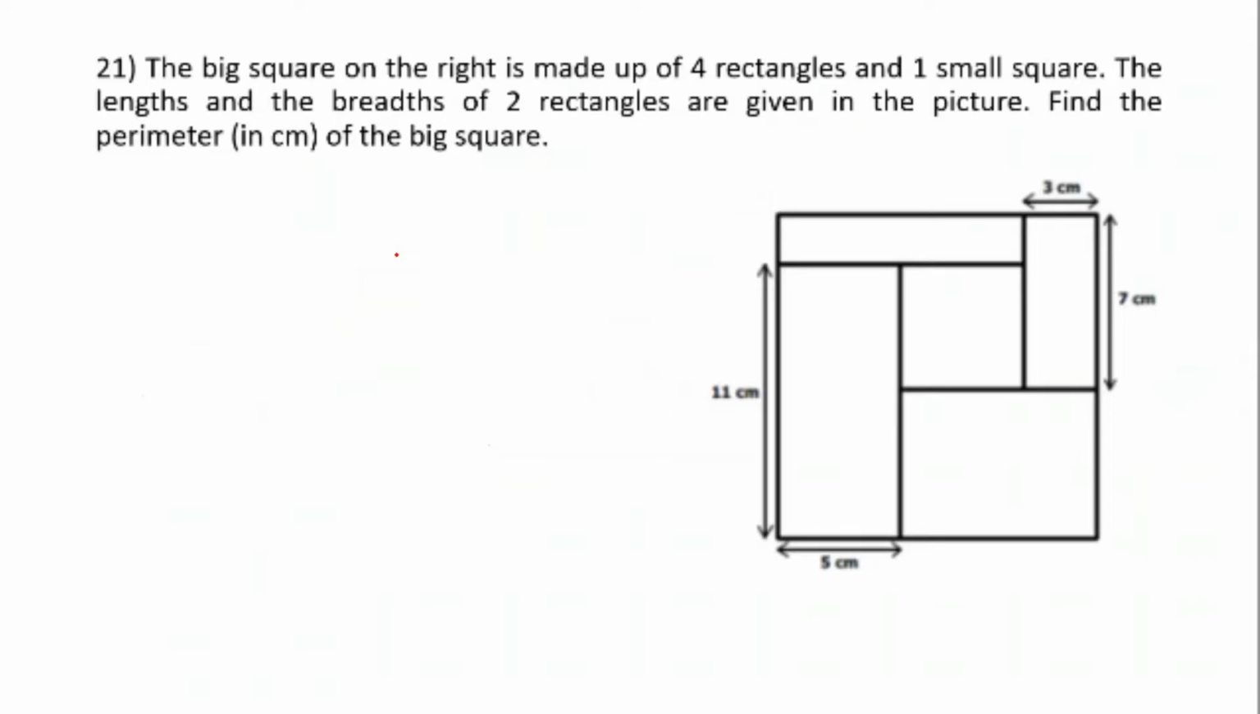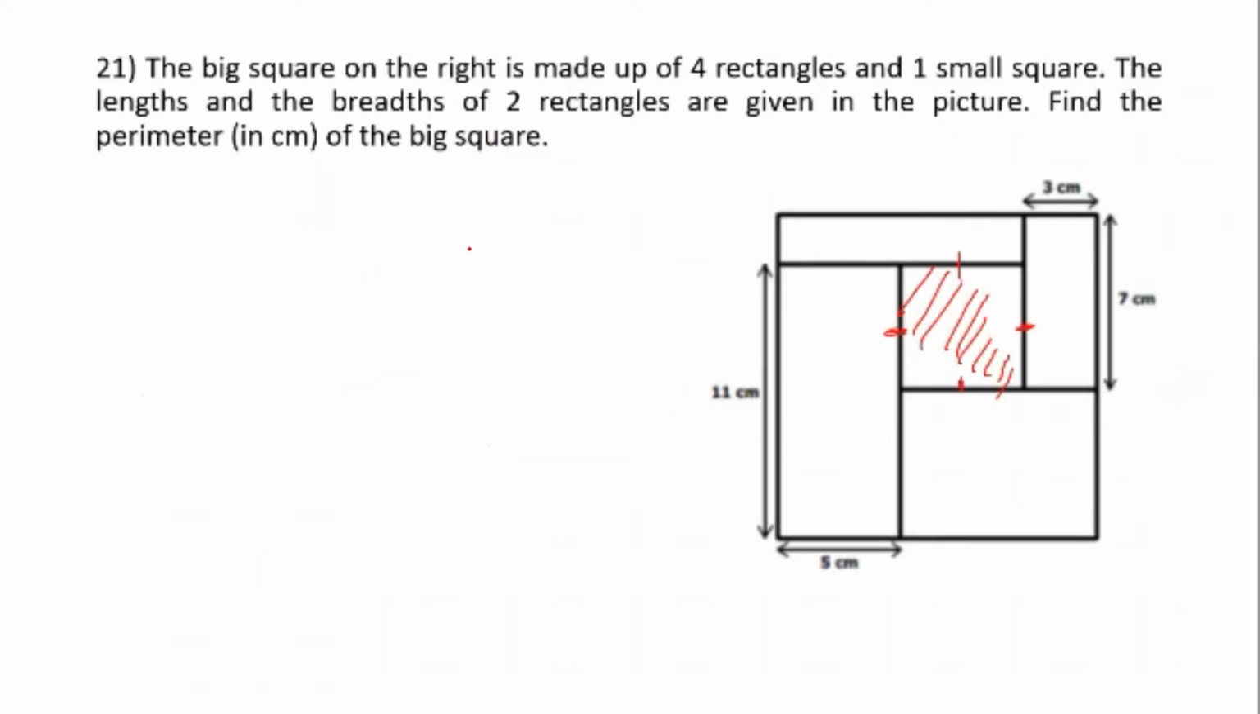Now let's go to number 21. The big square on the right is made up of 4 rectangles and 1 small square. The length and the breadth of 2 rectangles are given in the picture. Find the perimeter in centimeters of the big square. Right, we know that this here, I'm going to shade it, it's a square.